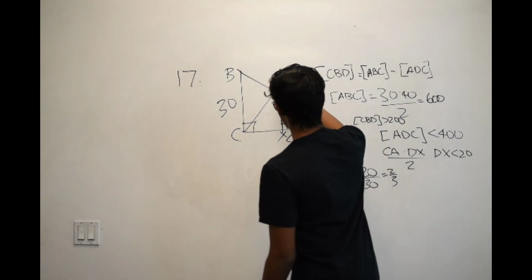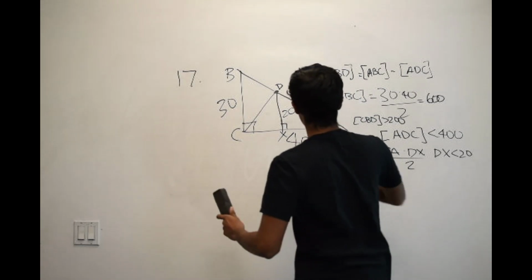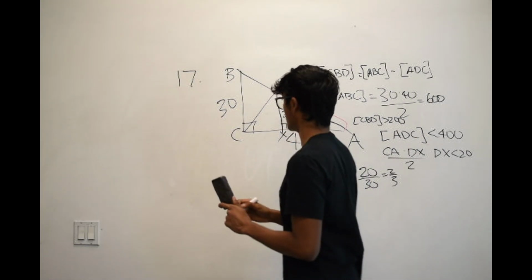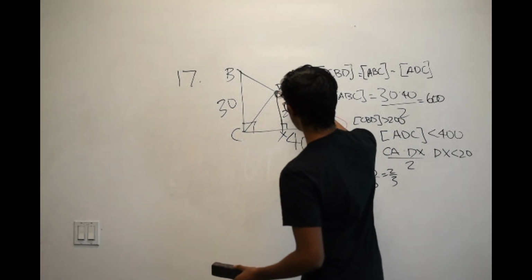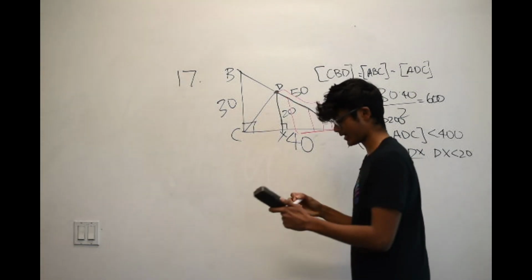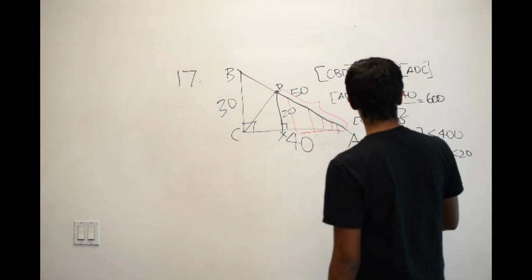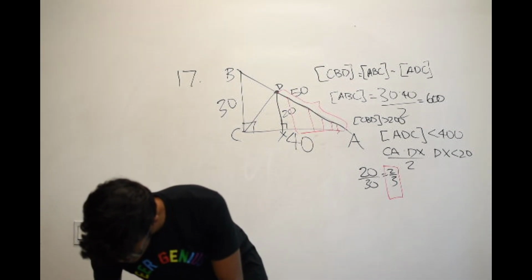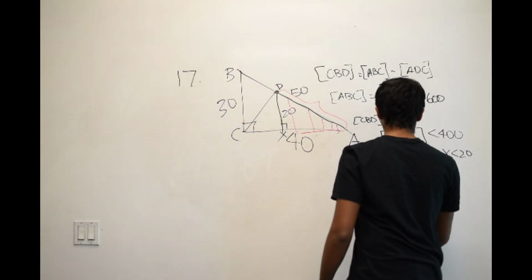So under this point, if you put D anywhere here, then the area of CBD will be greater than 200, because this length DX will be getting smaller. So let's call that x. That means your probability that the area of CBD is greater than 200 should be 2/3. And that is the answer choice A. So A should be your answer.